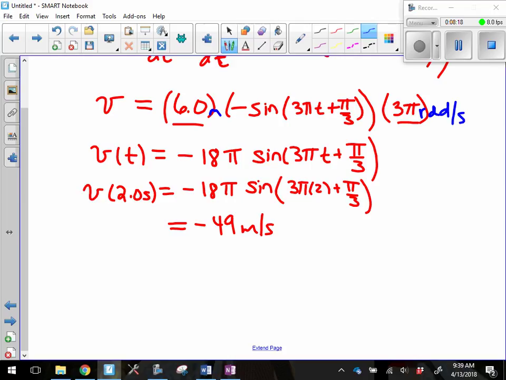I don't know why you're wrong. It's the sine of 60. You should get radical 3 over 2. So make sure that when you take the sine of pi over 3, you should be getting 0.866. And then you're just multiplying it by 18 and multiplying it by pi. But that is the right answer.